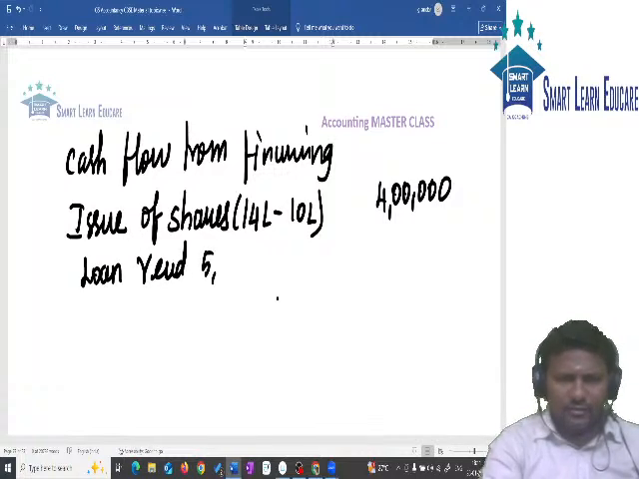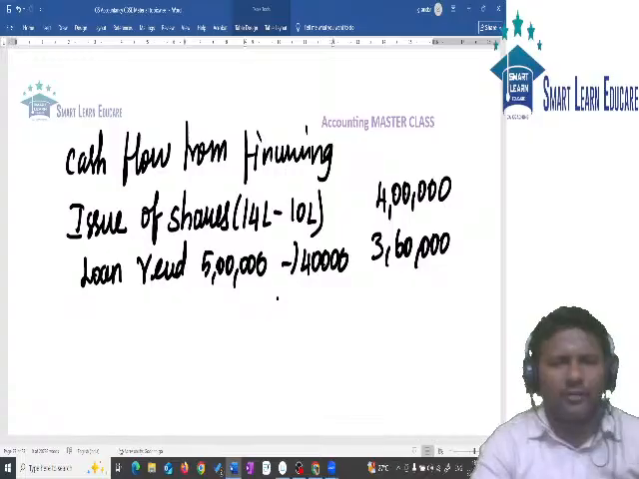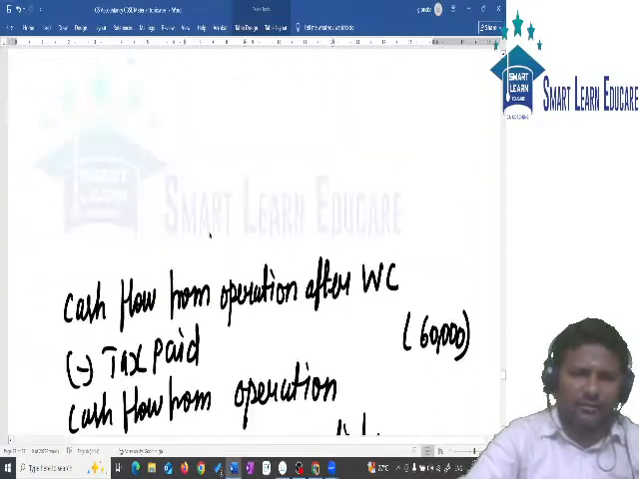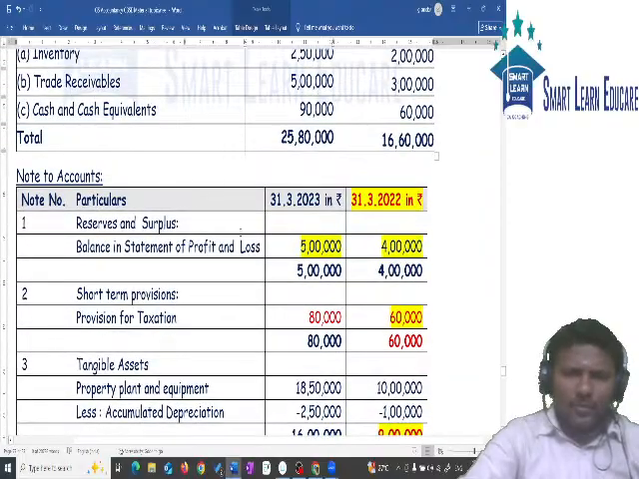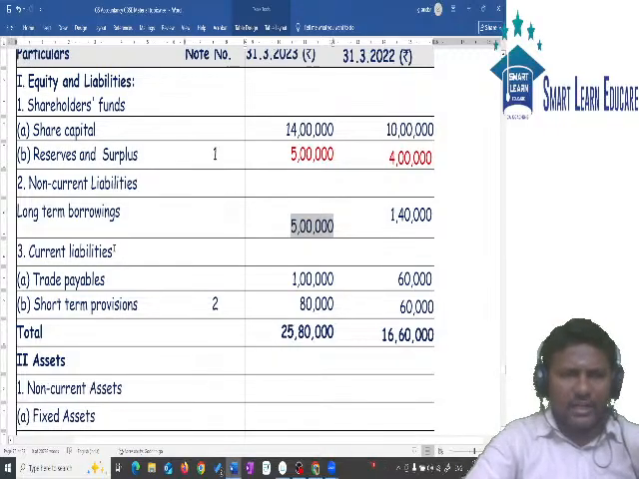5 lakh minus 1 lakh 40,000 is 3 lakh 60,000. This is nothing but an inflow of cash. This inflow of cash should be added in financing activity. So opening balance over, reserves and surplus over, long term borrowings over. Now current liability. Current liability should come in working capital changes.